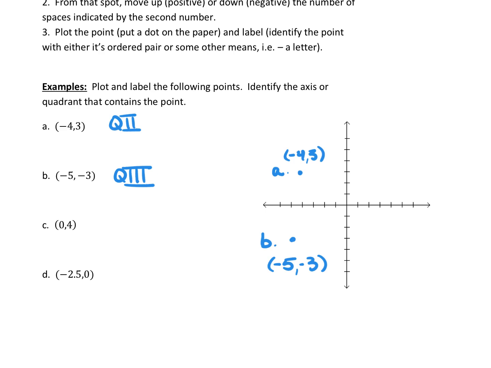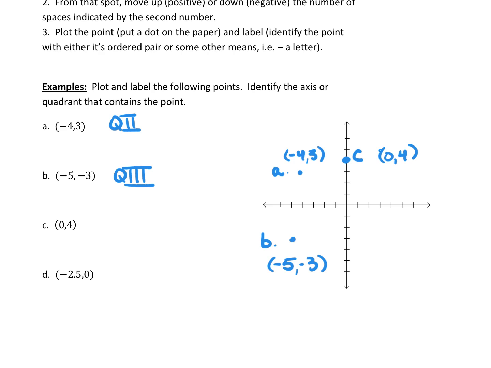All right, example C, we have 0, 4. This means that we want to start at the origin. Remember, the first number tells you how far left or right to go, and because it's a 0, we do not move left or right. We want to go to our second number from the origin, and we're going to go up 4. So we should end up right here. We label.